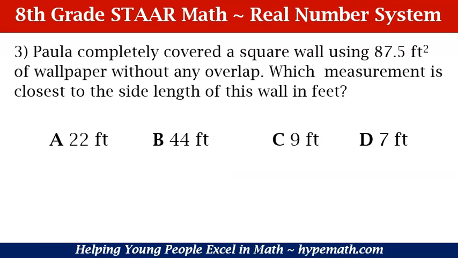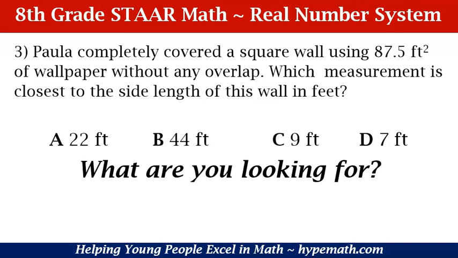Paula completely covered a square wall using 87.5 square feet of wallpaper without any overlap. Which measurement is closest to the side length of this wall in feet? A, 22 feet, B, 44 feet, C, 9 feet, D, 7 feet.